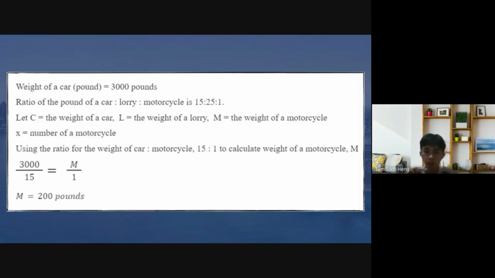From the information, we let C equal the weight of the car, L equal the weight of the lorry, M equal the weight of the motorcycle, and let x be the number of motorcycles. We use the ratio of car to motorcycle, 15:1, to calculate the weight of the motorcycle. So the weight of the motorcycle is 200 pounds.